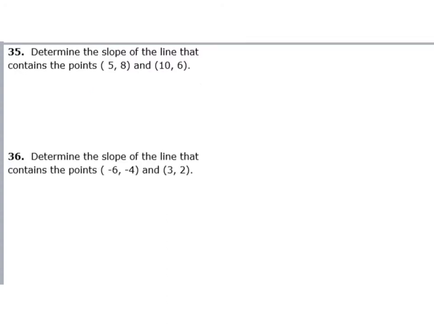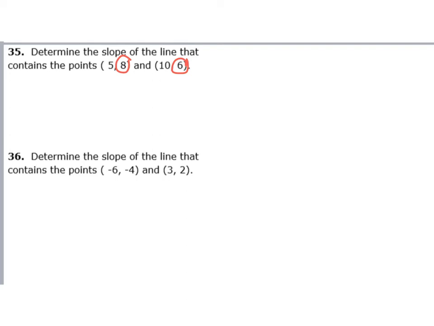All right, number 35, determine the slope of the line that contains the points (5, 8) and (10, 6). We do have a formula for slope. It says subtract your y's, subtract your x's. So when I look at my y's, here and here, I'm going to subtract them.